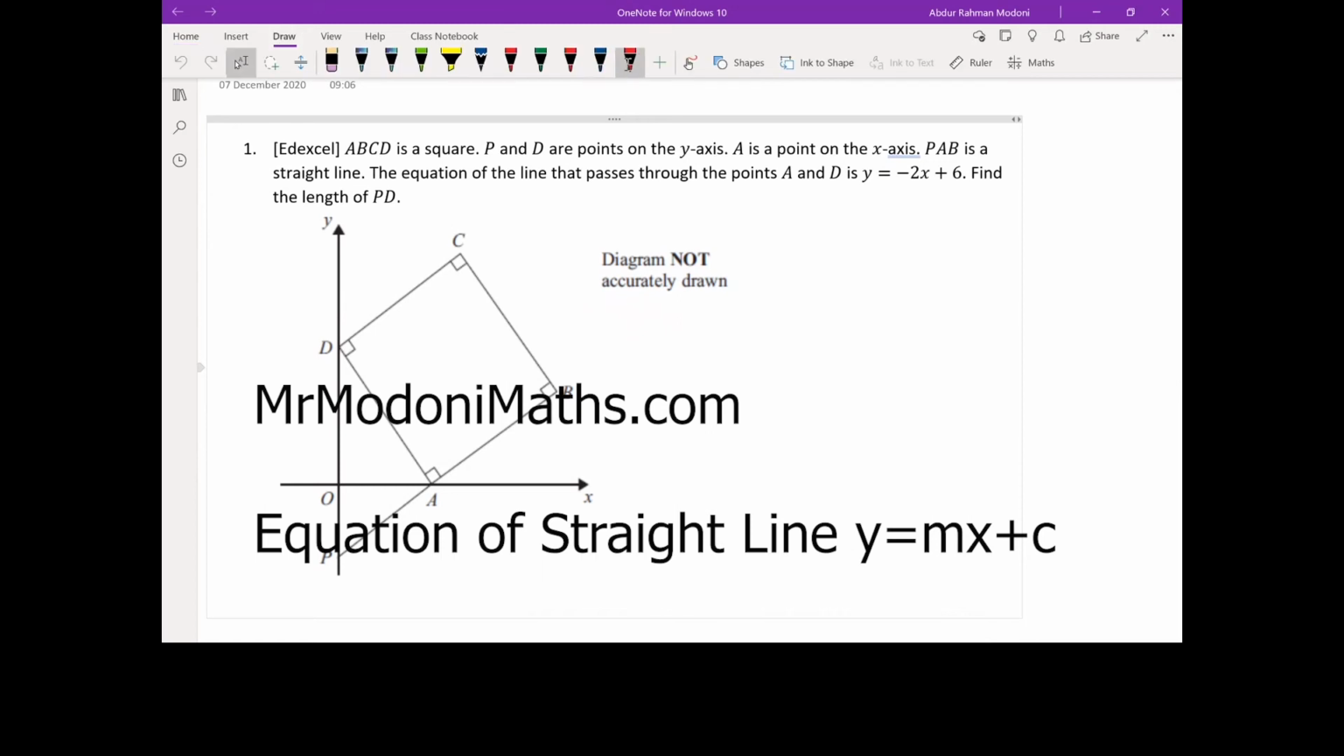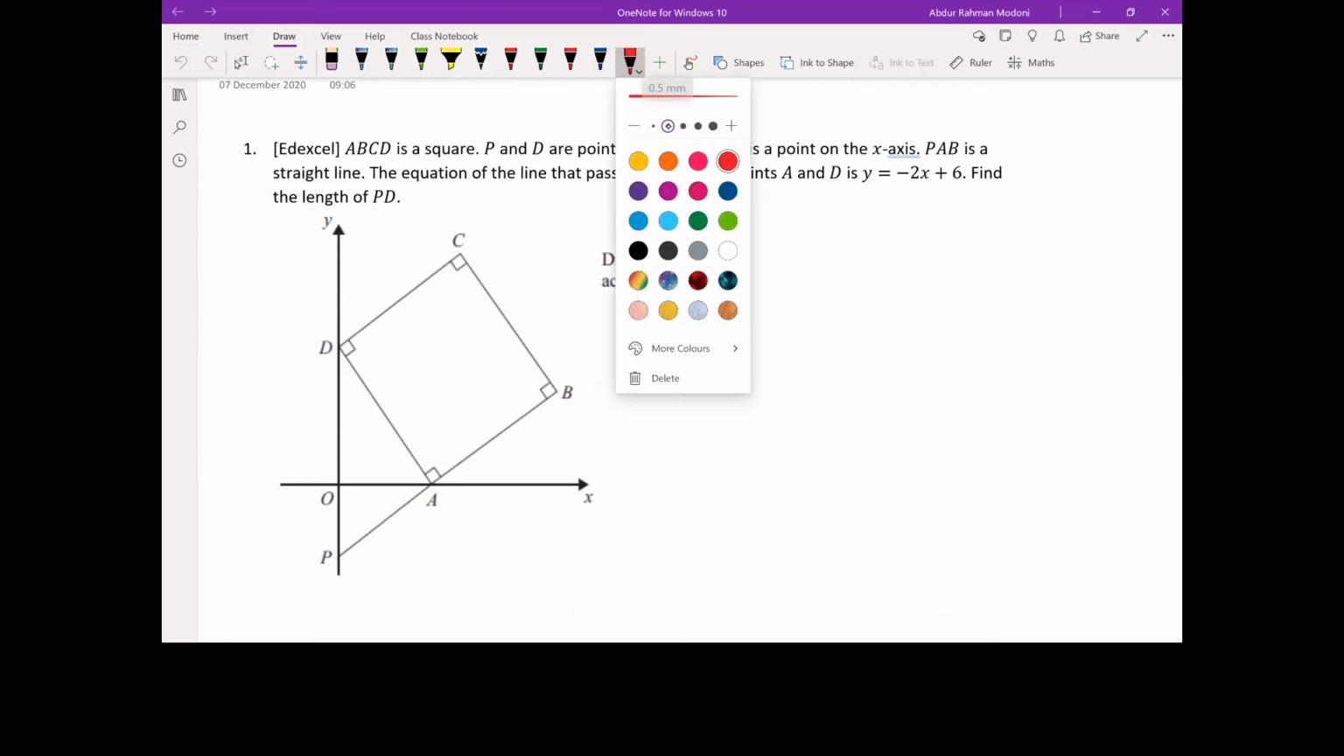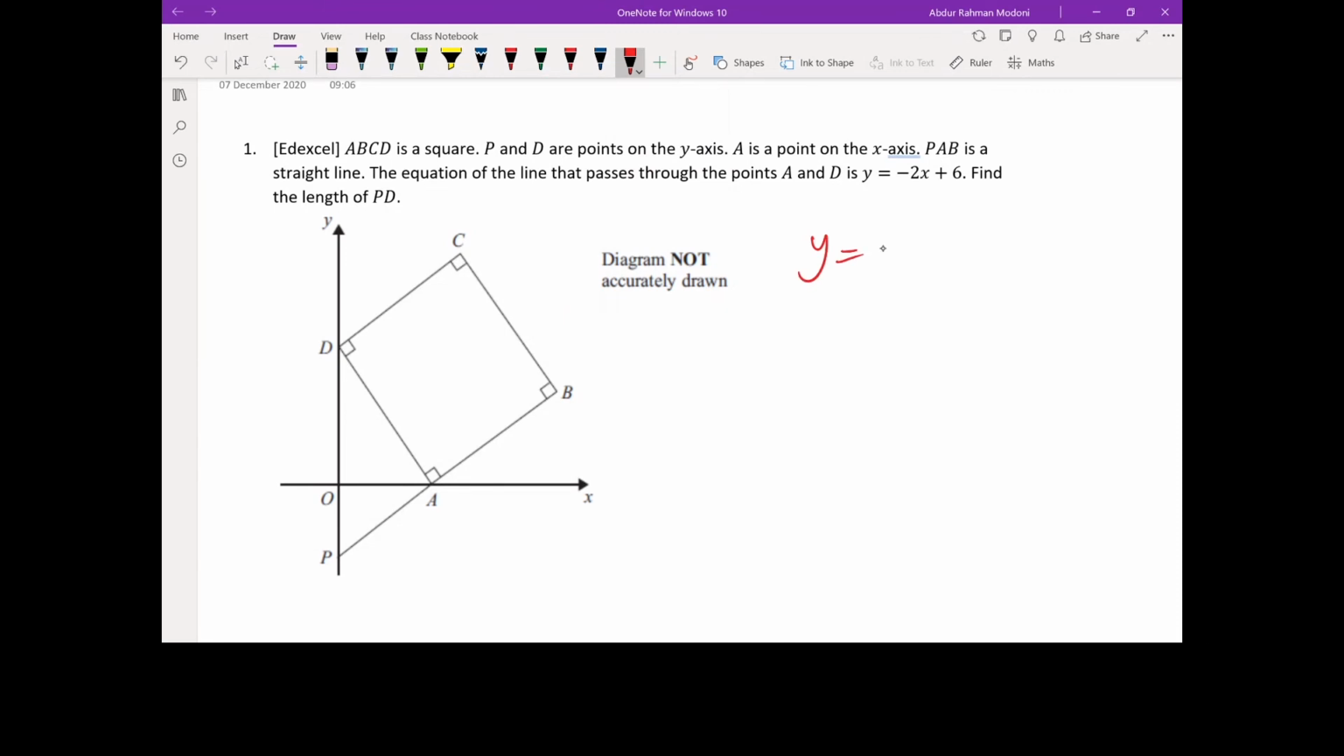So let's start by writing down y equals mx plus c. That's going to be my starting point, the general equation of a line. There's a paragraph, a few sentences there. We'll approach this line by line.